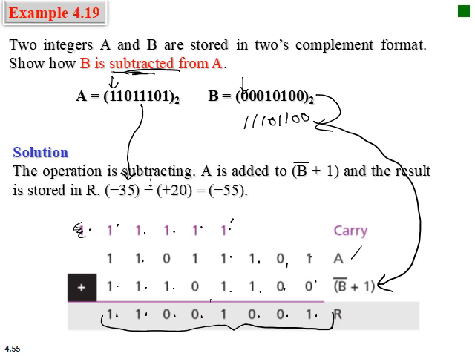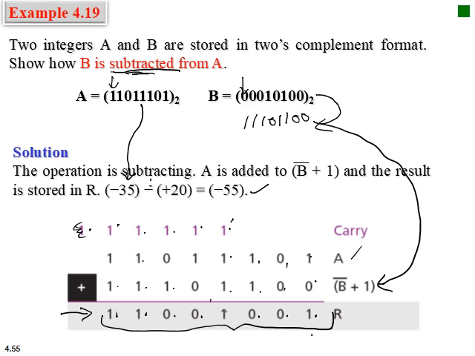Hold on. Remember, this is stored in 2's complement. So this 11001001 basically means minus 55. And to get to the minus 55, we first have to do a 2's complement on this result to check if it's really minus 55. How do we do that?